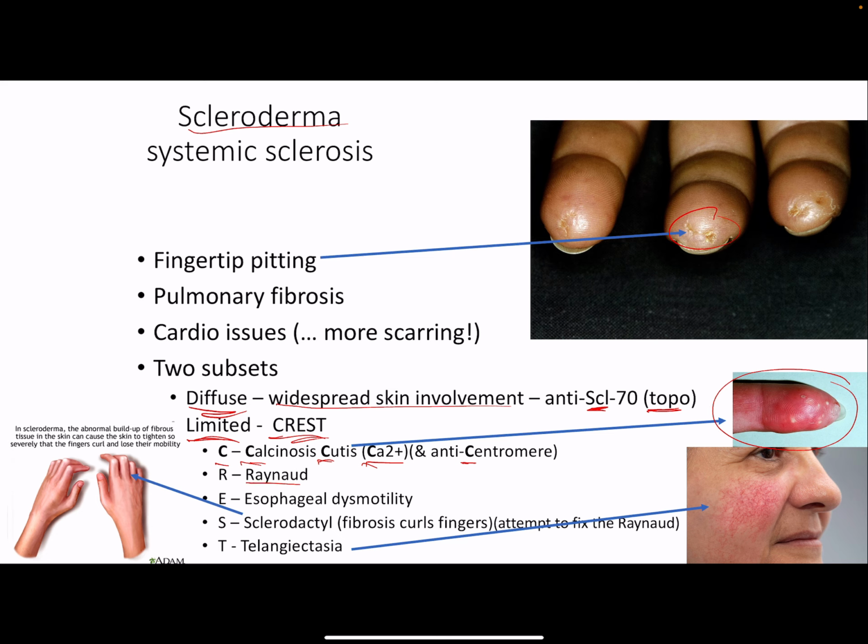Raynaud's we'll talk about in a hot second. This is basically your fingers get really sensitive to the cold and it gets painful. Your esophagus gets fibrotic, and so it's difficult. The peristalsis, dysmotility ensues.